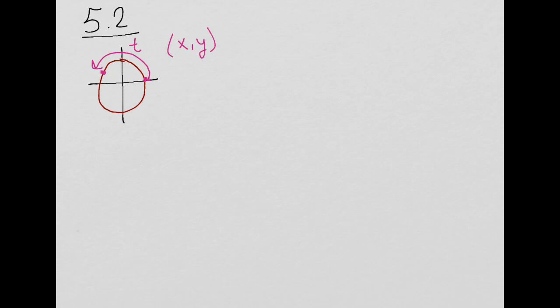We're going to talk now about section 5.2, which allows us to introduce the trigonometric functions. In the last section, we started with the unit circle, and we showed how if I started at a point there on the unit circle and traveled some distance t, I could get a point, an x and a y value that corresponded to t. Now t could be positive and wrap this direction, or negative and wrap this direction.